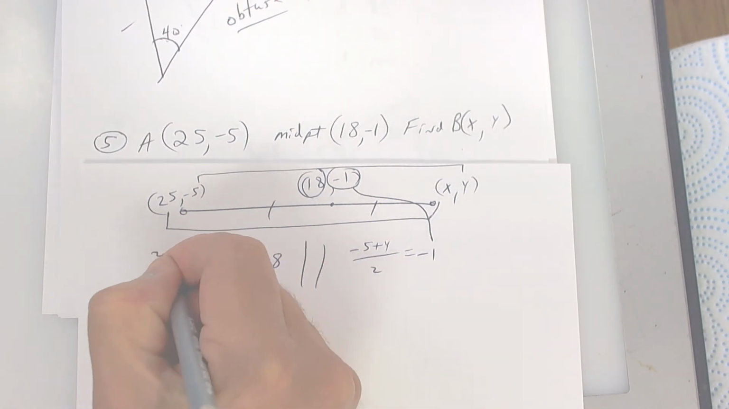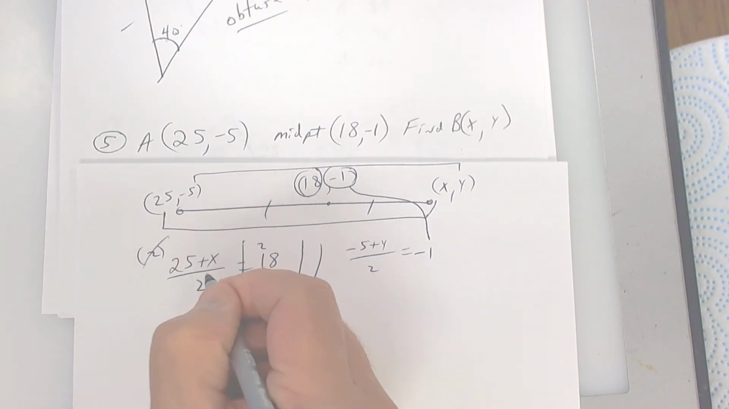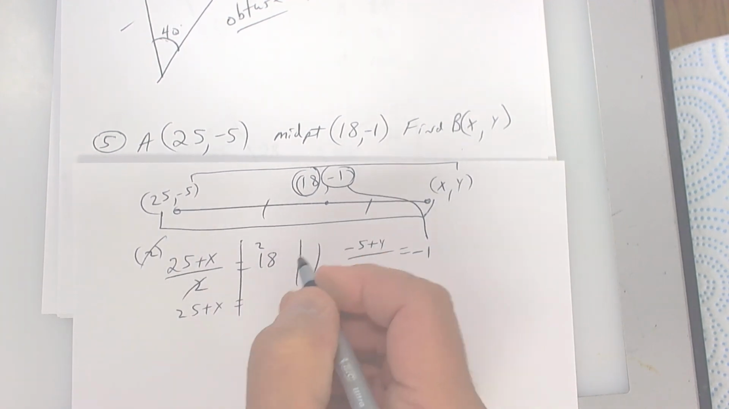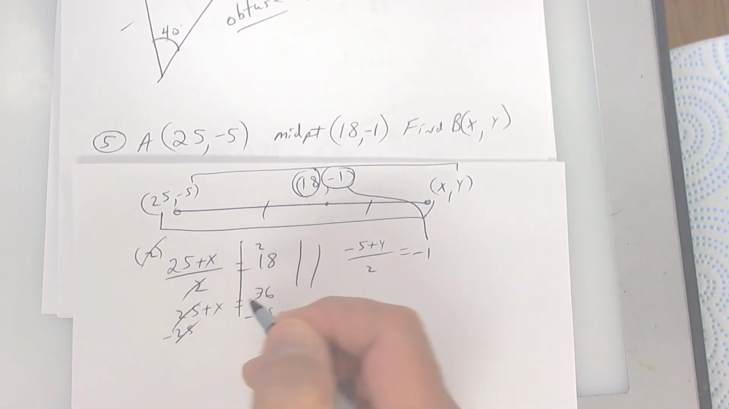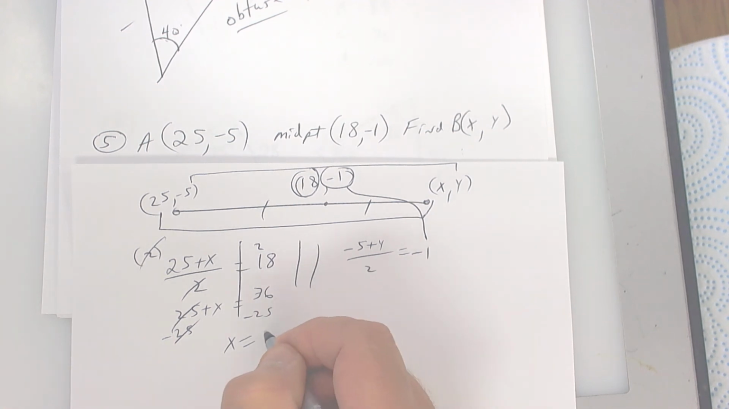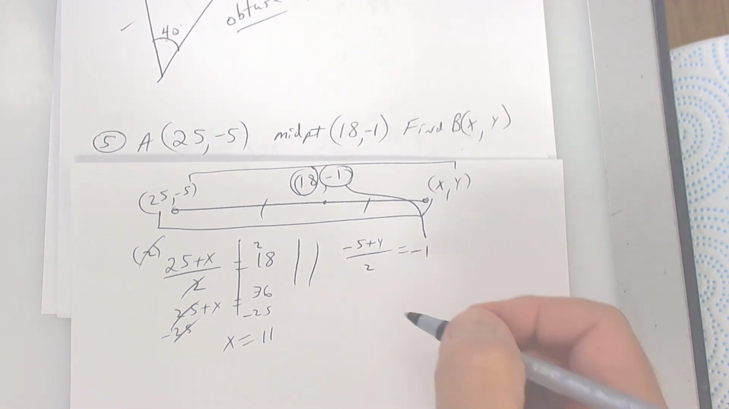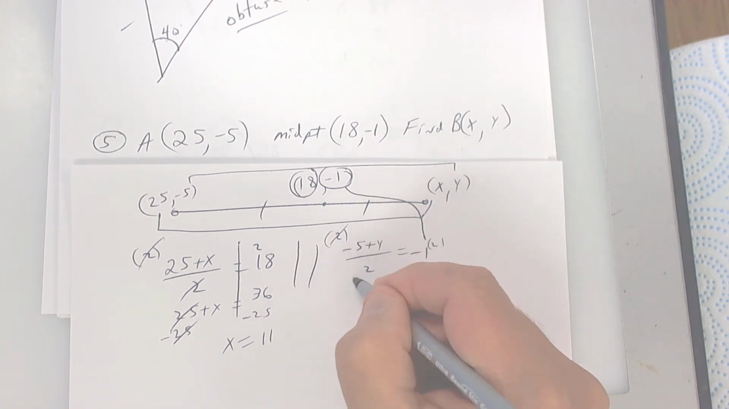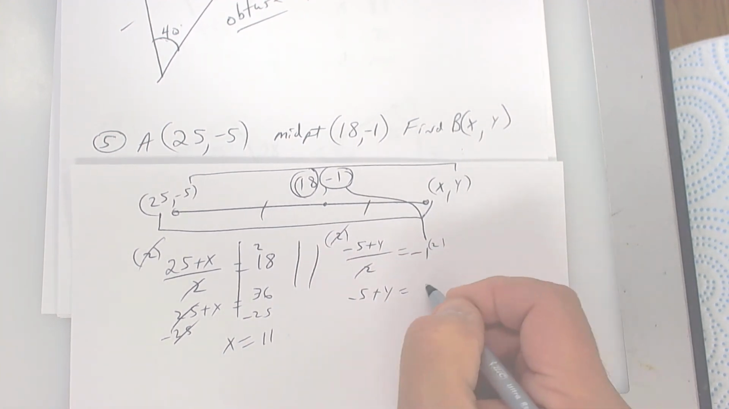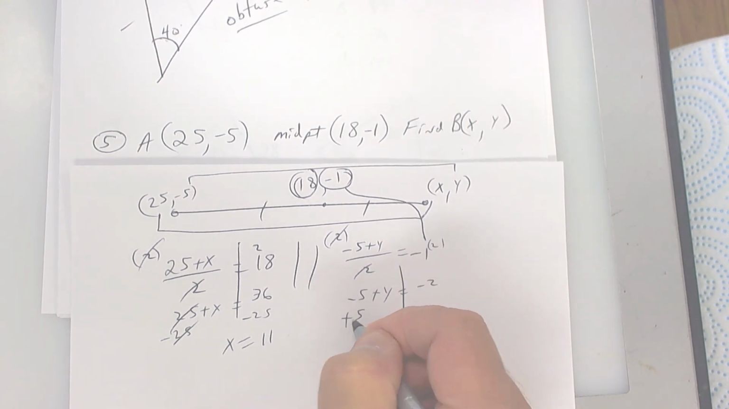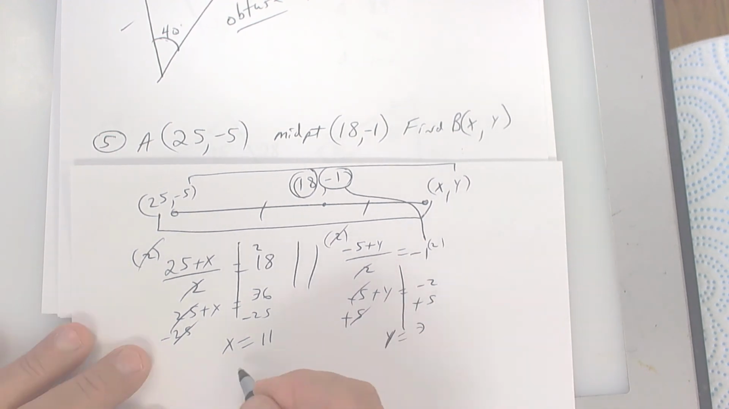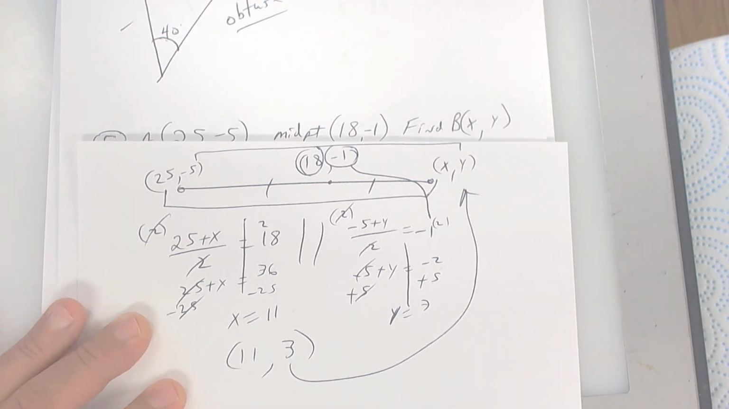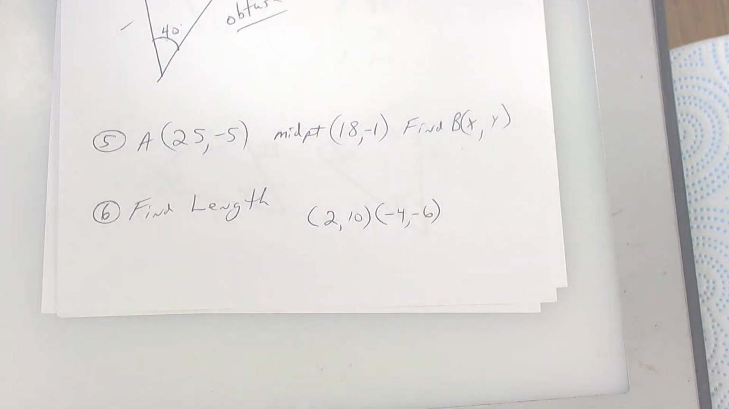So here, you would multiply both sides by 2. The 2's cancel. So you get 25 plus x is equal to 36, I guess that is. And then you're going to subtract 25. And when you subtract 25, you get x is equal to 11. Okay? Now here, you're going to multiply by 2. This cancels. So you get -5 plus y is equal to -2. And then you're going to add 5 to both sides, and you're going to get 3. So y is equal to 3. So your answer is x is 11 and y is 3. That's the other point. Make sure you understand that process. Go home and rework it if you have to.